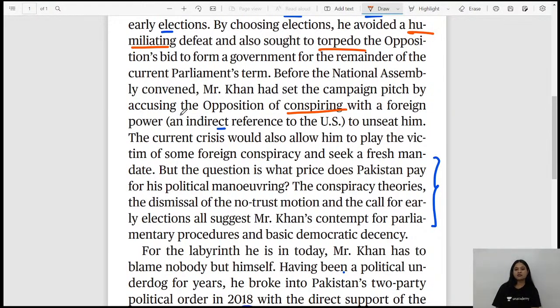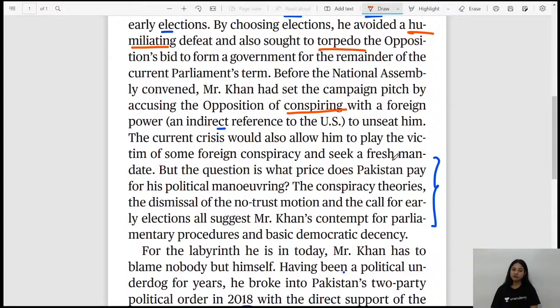Opposition of conspiring with a foreign power, an indirect reference to the US, to unseat him. अनसीट सिंपल है, गद्दी से हटा देना, सीट पर से हटा देना, to unseat him. The current crisis would also allow him to play the victim of some foreign conspiracy, conspiracy like against said षड्यंत्र. And victim मतलब वो इंसान जिसके साथ बुरा हुआ है.